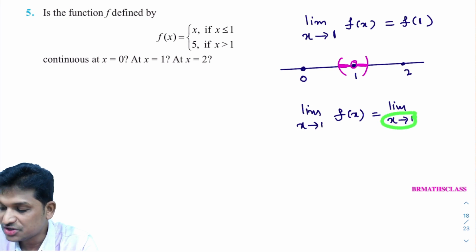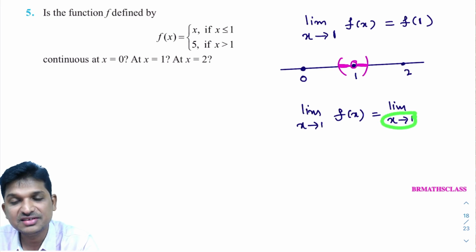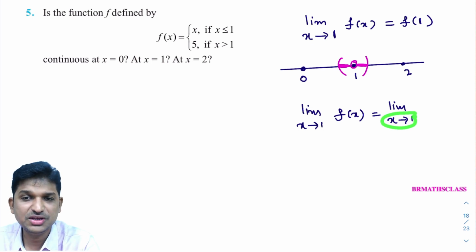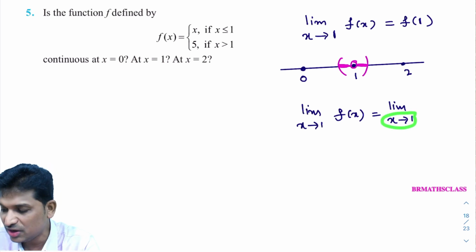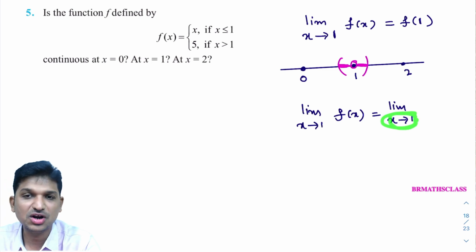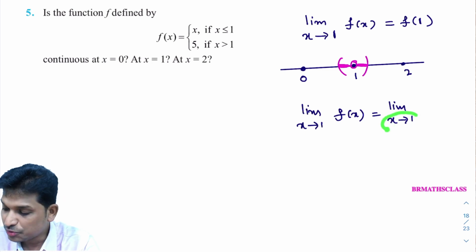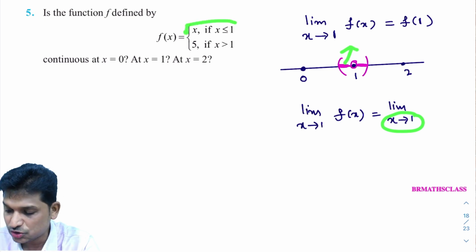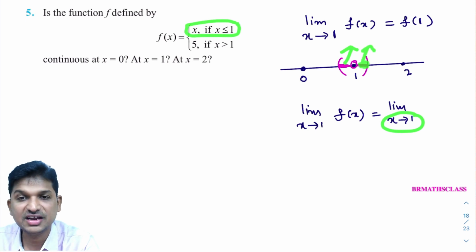X approaches 1 means x values are less than 1 or greater than 1. We learned in the last class, x approaches 1 means all x values are slightly less than 1 or slightly greater than 1 but not 1. That means there is a chance the x value is less than 1. When the x value is less than 1, we need to choose this function. And there is a chance the x value is greater than 1. This zone, x value is greater than 1.